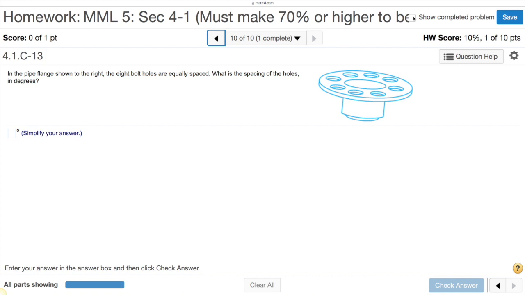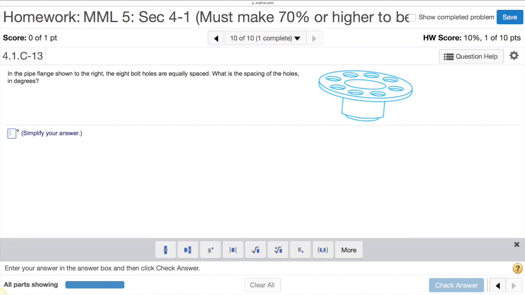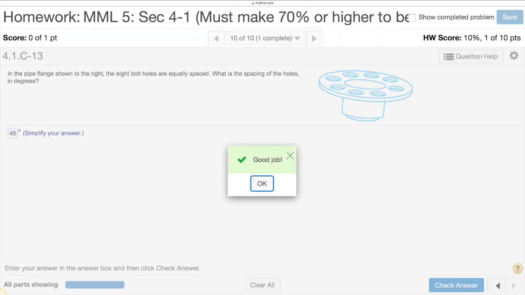Well, if we know that there's 360 degrees in a circle and we need 8 holes, we simply can say 360 divided by 8. And when we use a handy-dandy calculator, we should get 45. I did that in my head. Let's see if I'm right. Hey, I'm right.